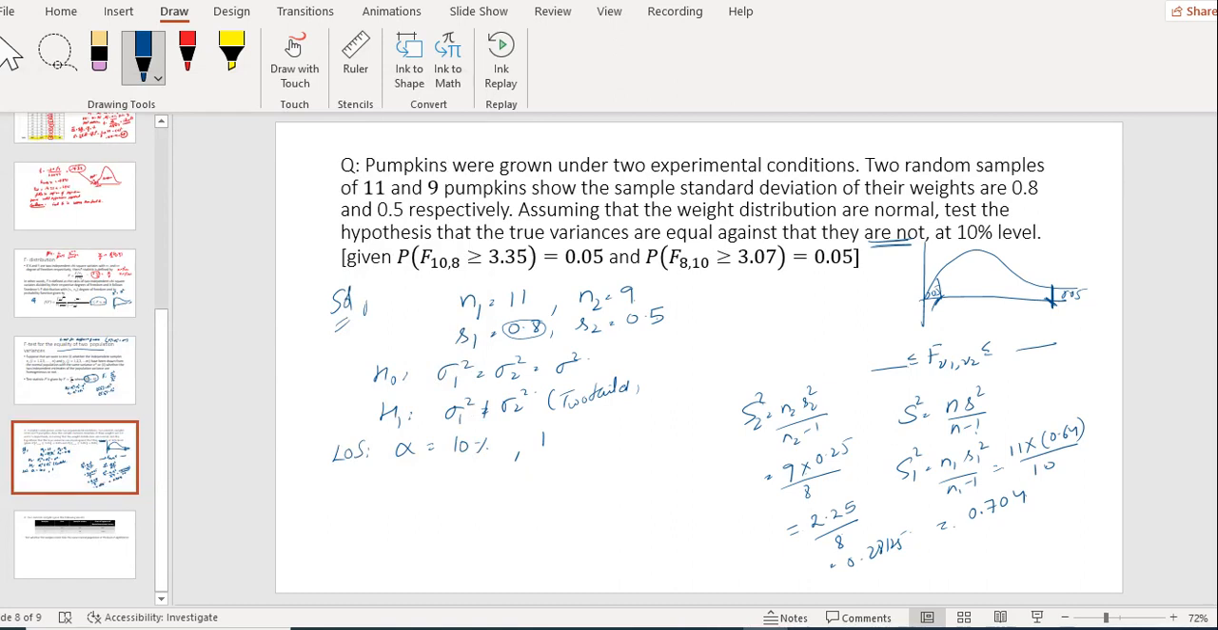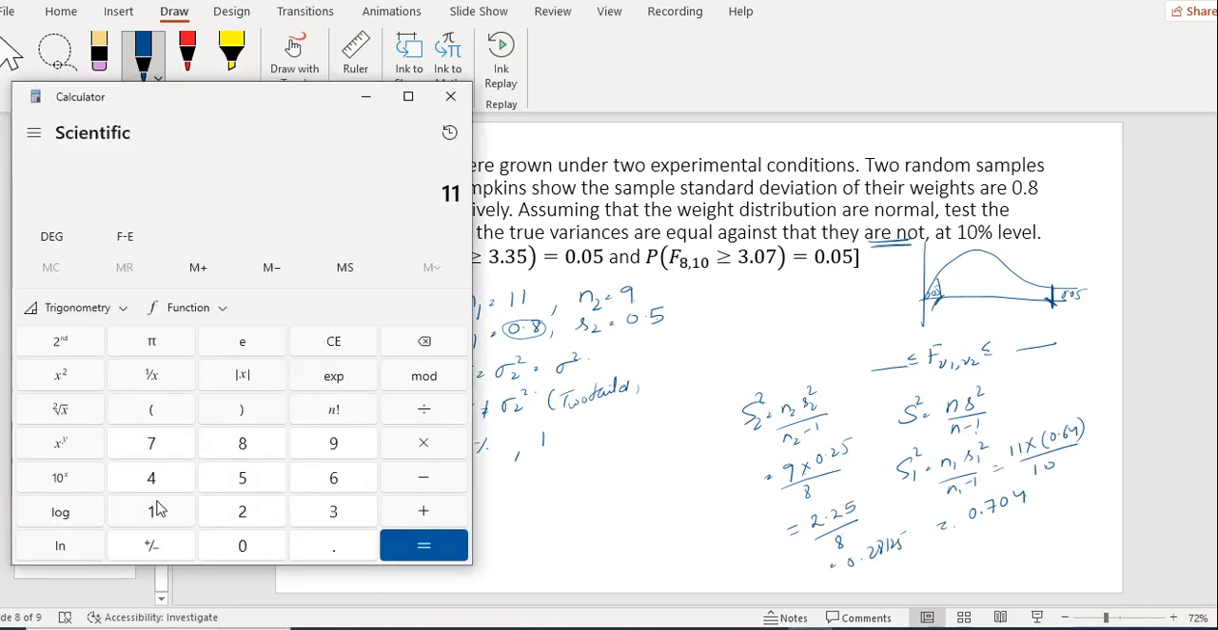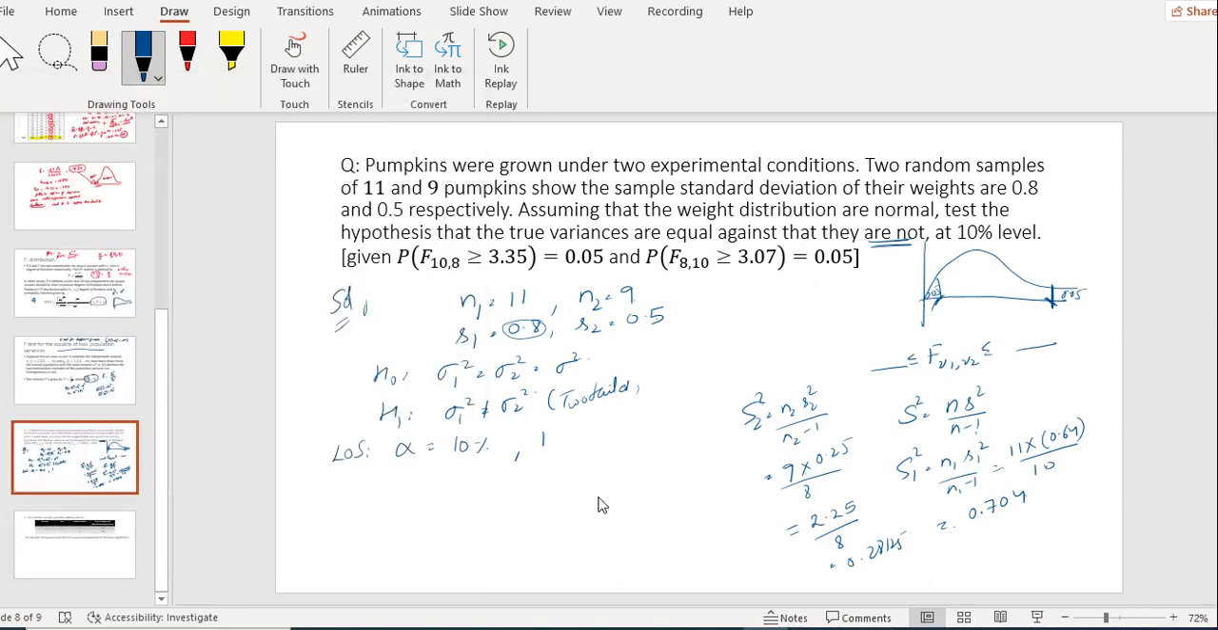And what about S1 square? This is 11 multiplied by 0.8 square divided by 10. So its value is 0.704.